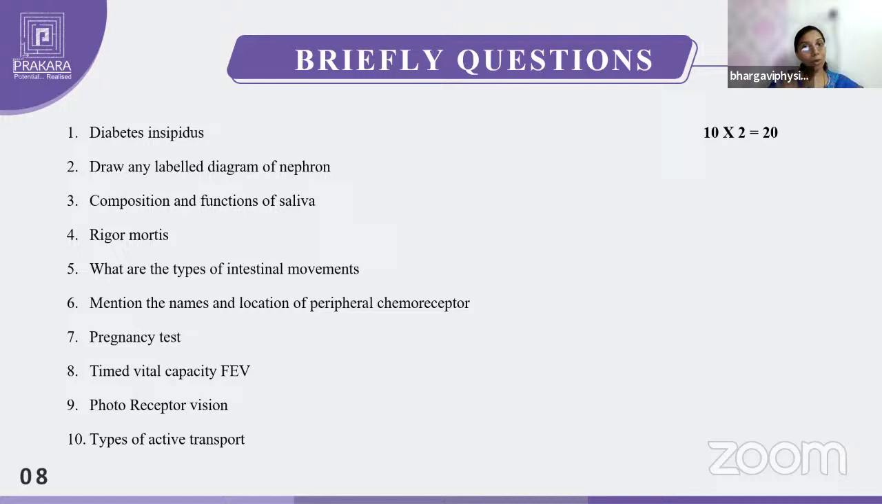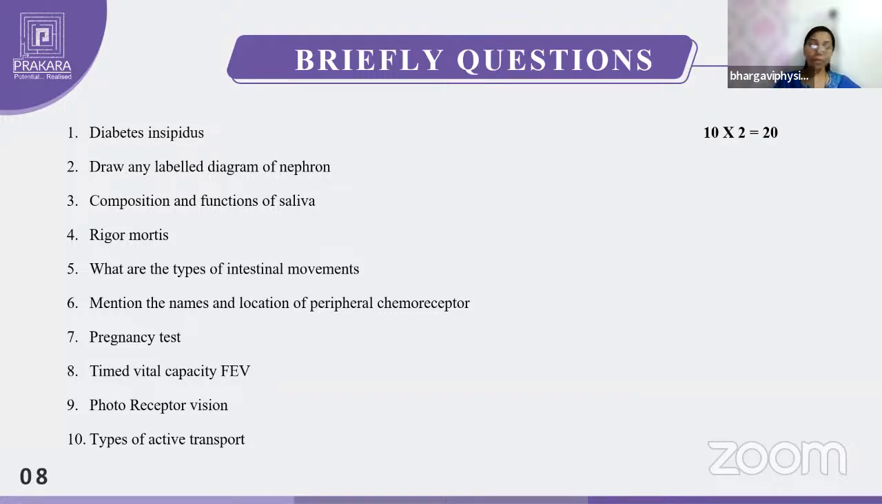Then just label it. When you are labeling, you should not label in all directions. Everything should be on the right side, and the arrows should be on the same line. When you are labeling from the glomerulus till the collecting duct, all the arrows should be on the right side and sufficient space should be there. Then at the same level, all the arrows should end at one line. Okay, then you are showing that arrow, labeling it properly. So with this, you are going to get 2 marks.